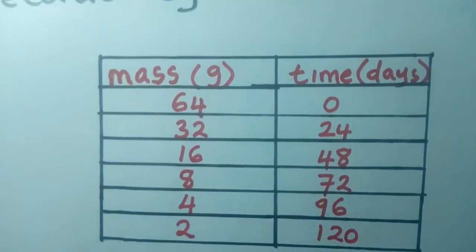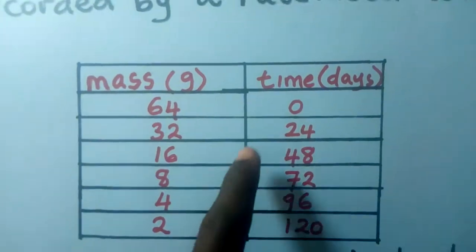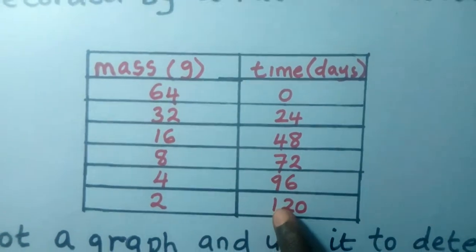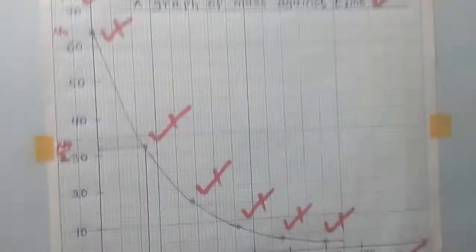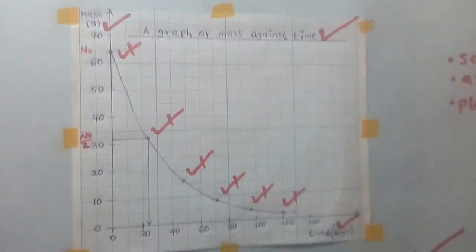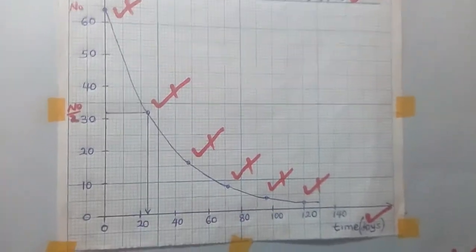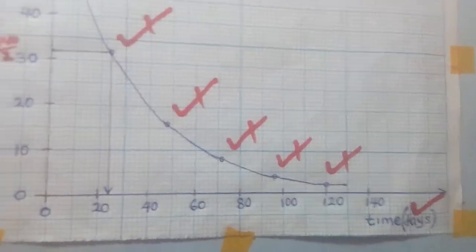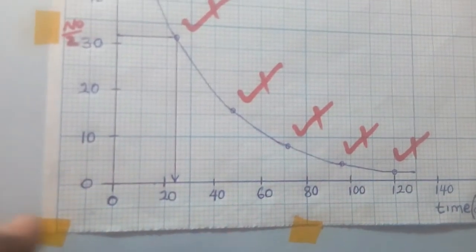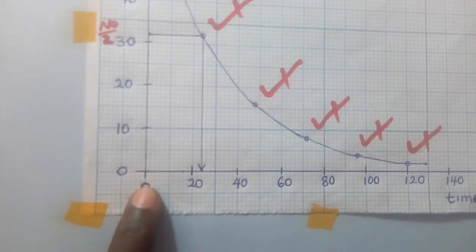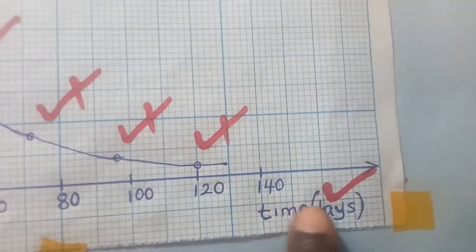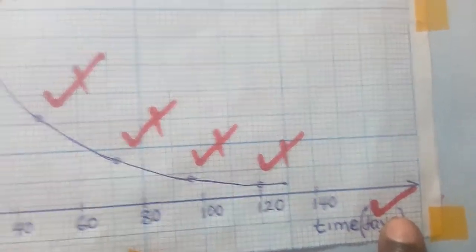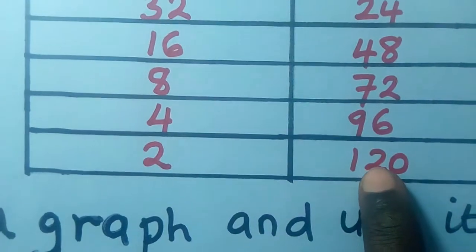Now, on the time axis, we have values up to 120. And you know a graph paper. I have here a graph paper. See? There's a graph paper here. So, on the horizontal, I start from 0. Remember, horizontal is what? Time. Time in days. What is the biggest time there?